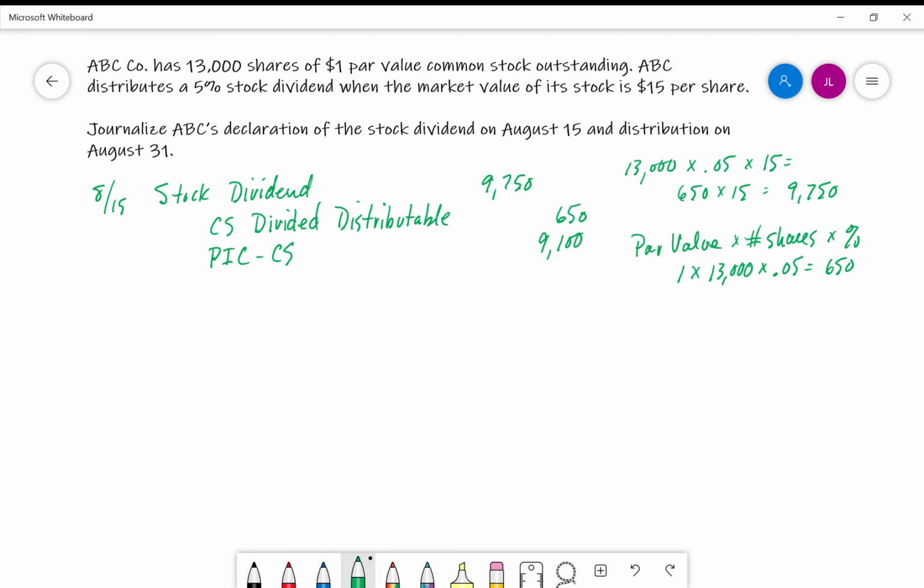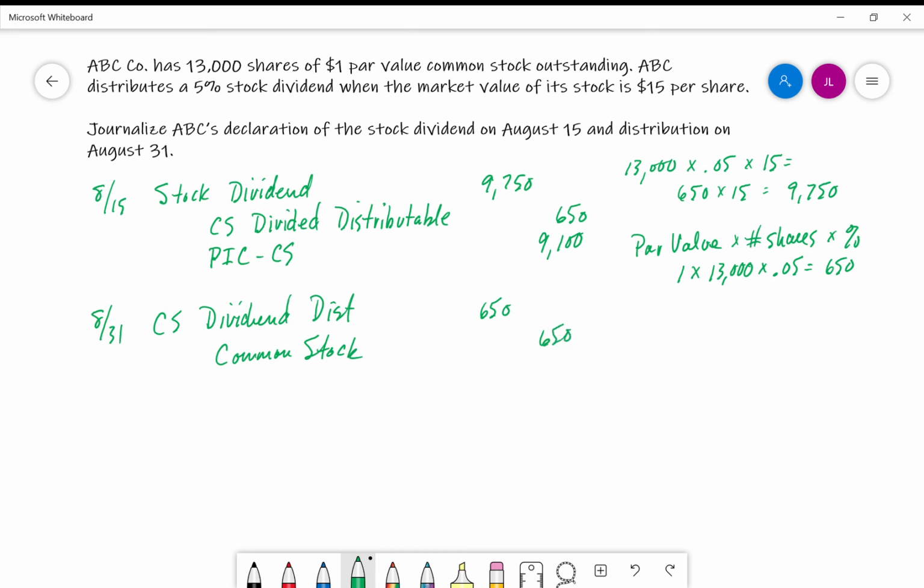Now when we pay it on 8/31, basically, since this distributable is in effect our liability, if you will, we have to debit that because we're fulfilling that now. So common stock dividend distributable, and that's 650. And what we have to credit now is our common stock, because that's what we're giving out.